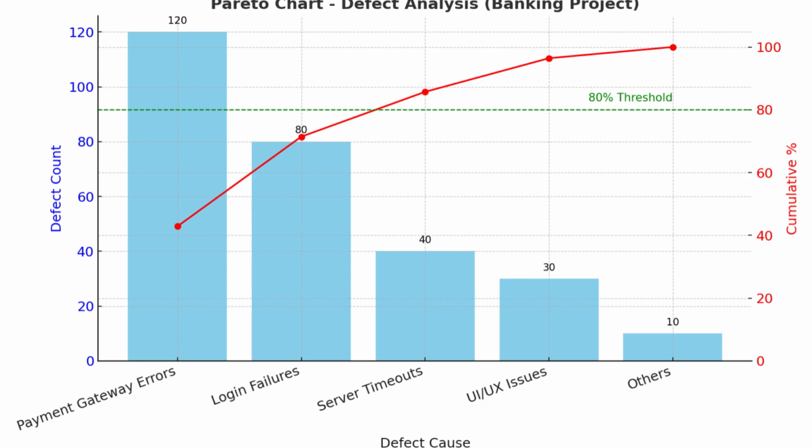The key takeaway is very simple. In project management, not all problems are equal. The Pareto chart helps us cut through the noise, focus on what matters most, and deliver results faster. That is the 80-20 rule in action, and it is one of the smartest tools in our project management toolkit.